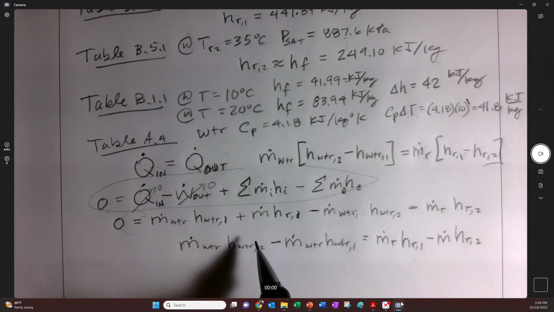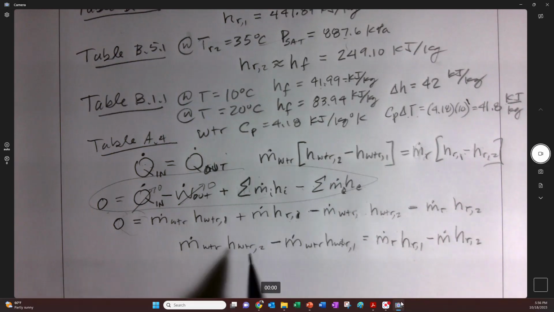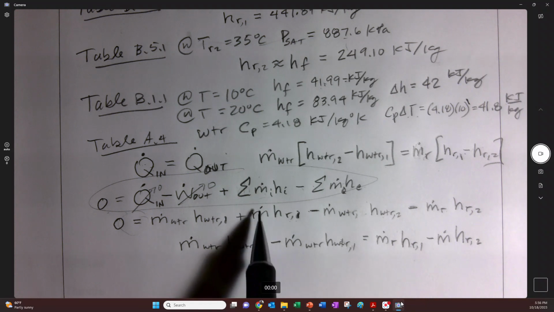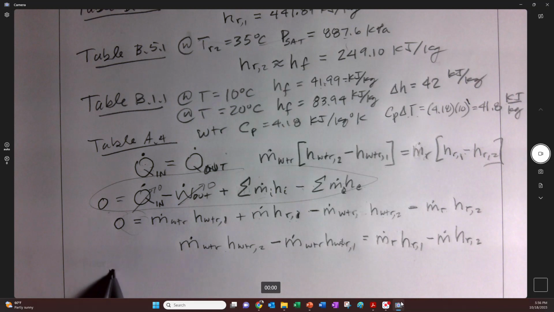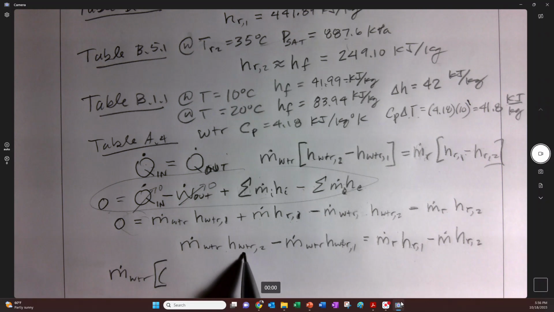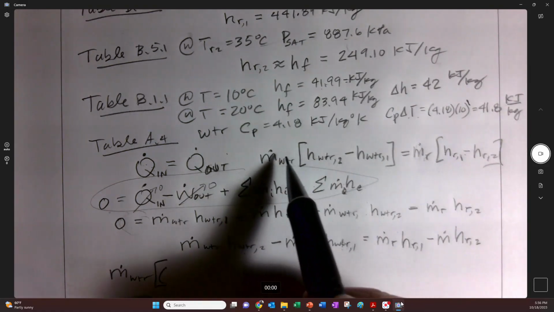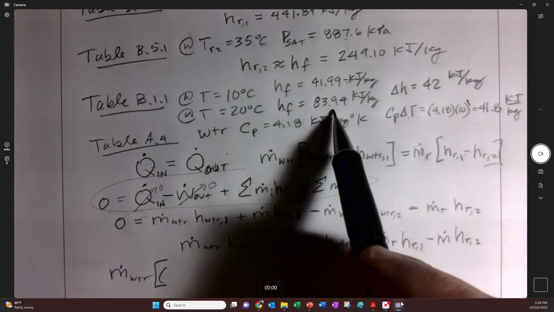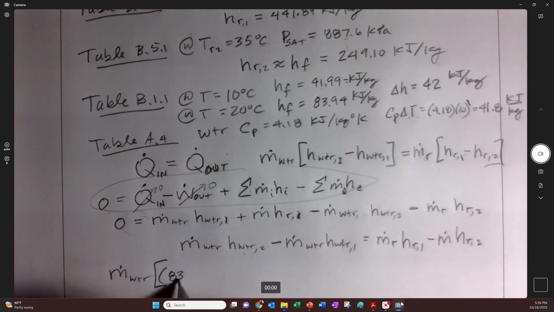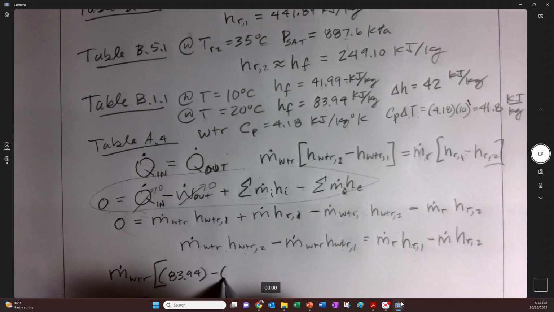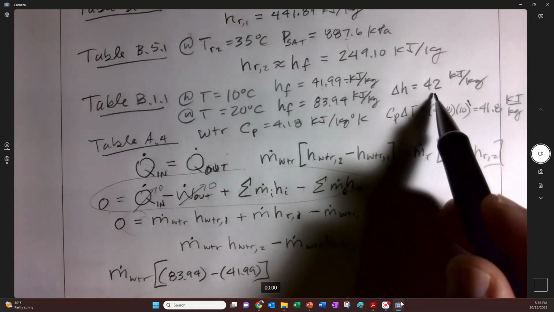So we can just go ahead and put the values in there. What we're trying to do is solve for what the mass flow of the water has to be, right? So let's take the mass flow of the water and multiply it by h of the water coming out minus h of the water coming in. So we have 83.94 minus 41.99, right? Which we already know the delta was like 42.